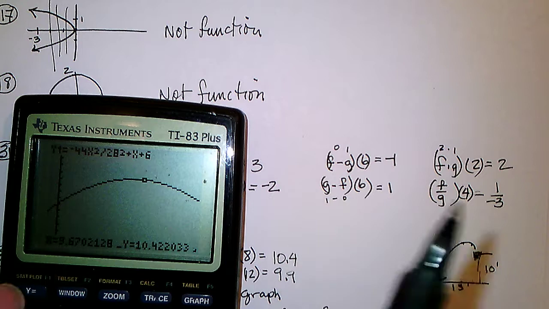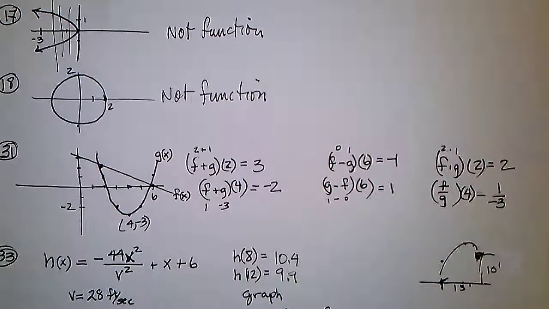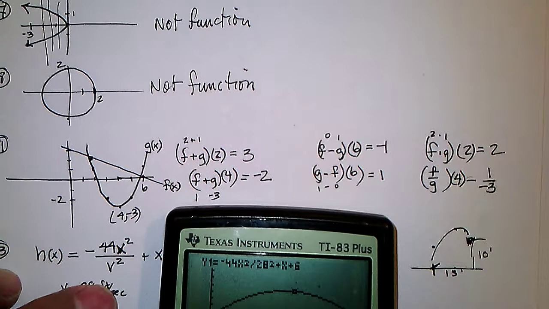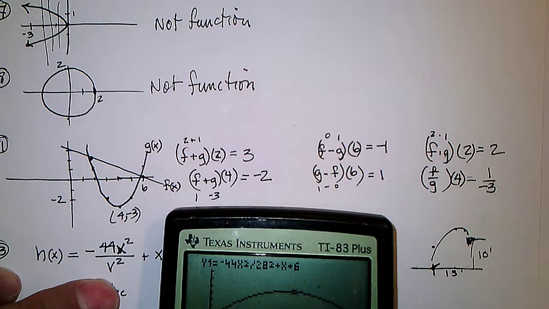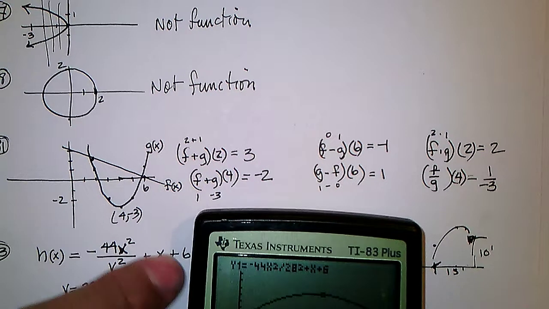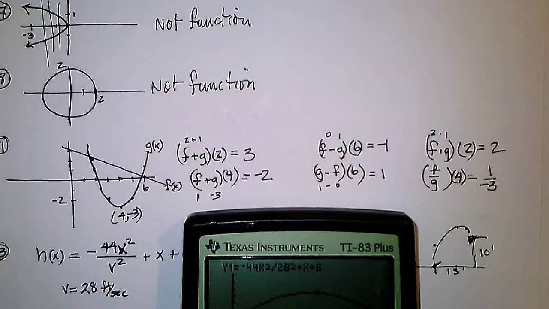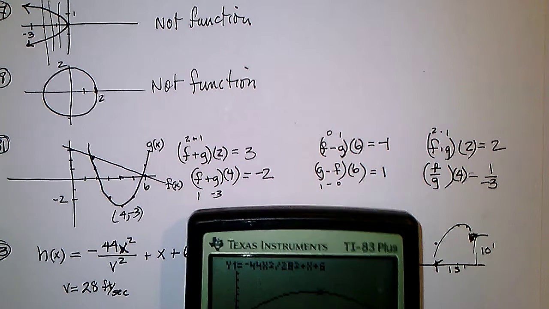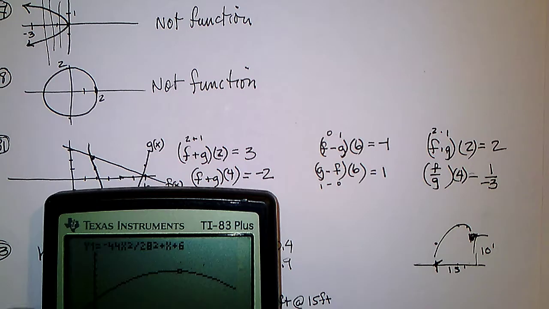Did I put in something wrong? Negative 44 x squared over 28 squared plus x plus 6. Did I get that written right? Or was there a minus in there? Nope, that's right. So it looks like, oh no, we got to get over to 15 feet. We're only at 10 feet. We got to get over here to 15.